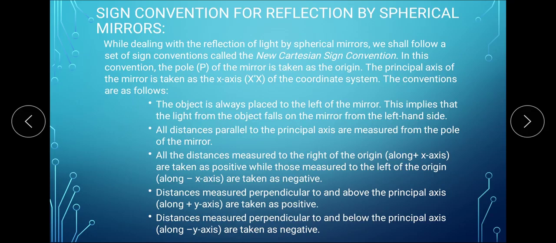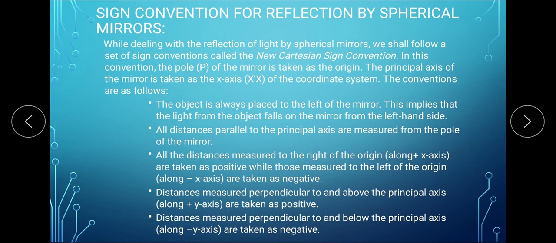Students, all the objects are placed on the left of the mirror. The object is always placed on the left side of the mirror. That means the light from the object will strike the mirror from the left hand side. And all the distances are measured from the pole of the mirror.